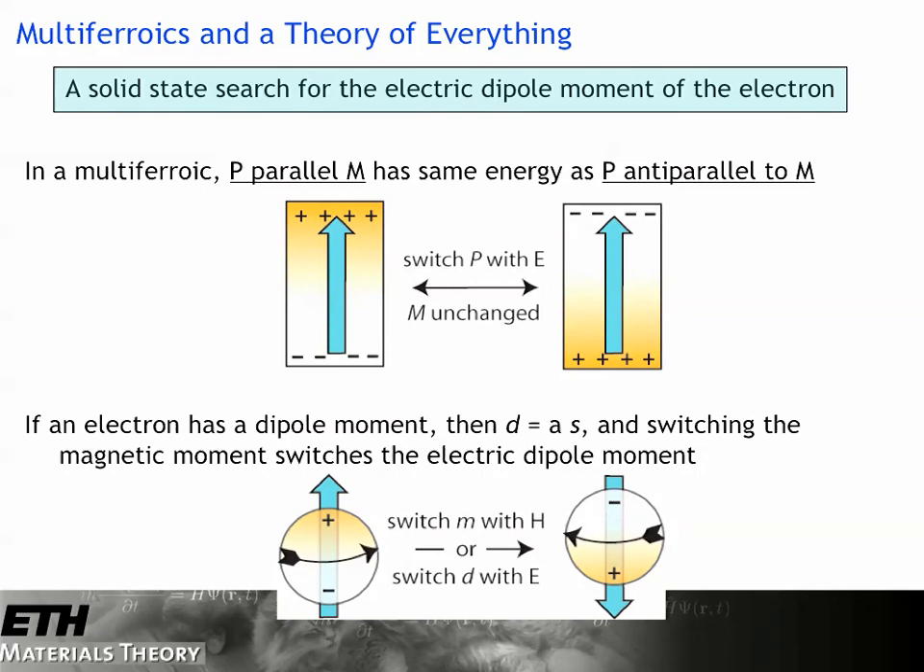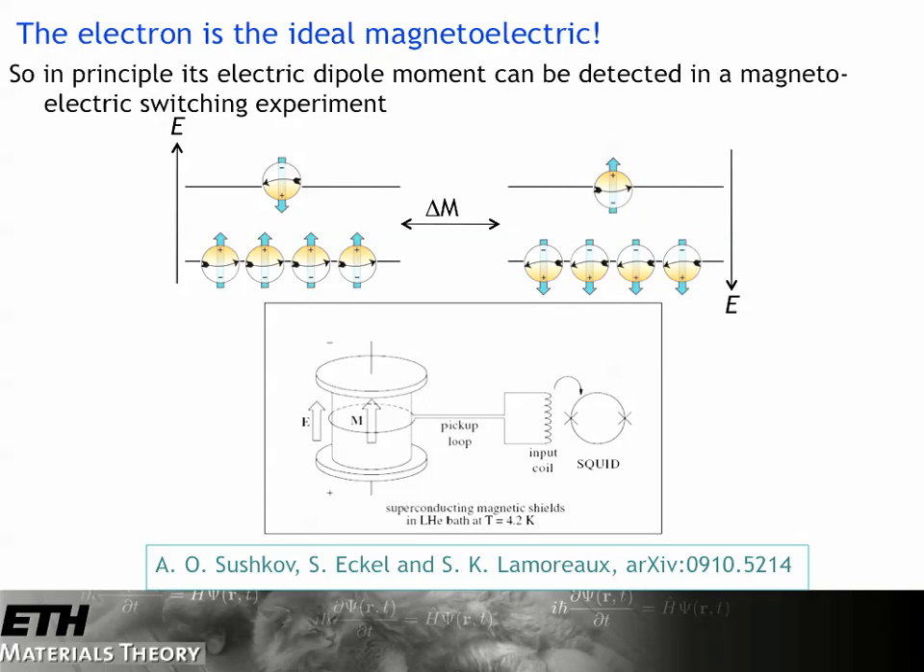Everyone's gone very quiet. Okay, so this property, the fact that when I switch the electric dipole moment of the electron with an electric field, I also switch its magnetic moment, is what we're going to use to try to measure the electric dipole moment. Or actually, I should use the term, we're going to try to search for the electric dipole moment of the electron. Okay, so here's a cartoon of the experiment.